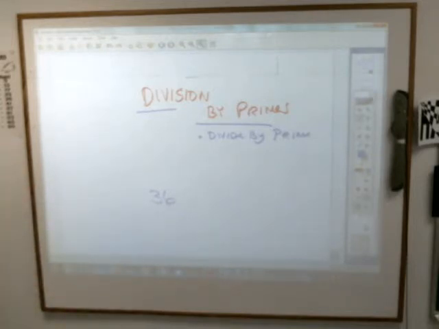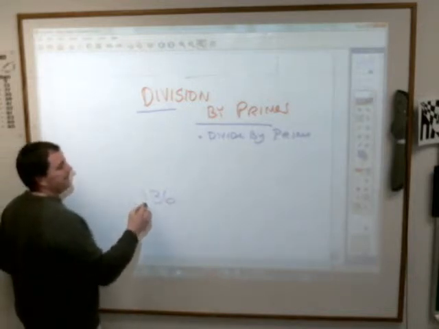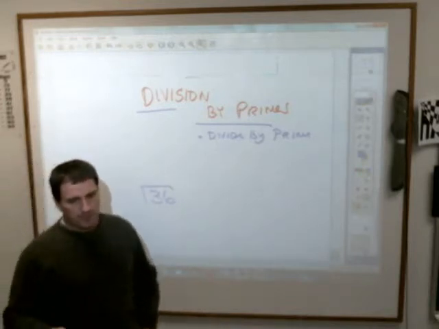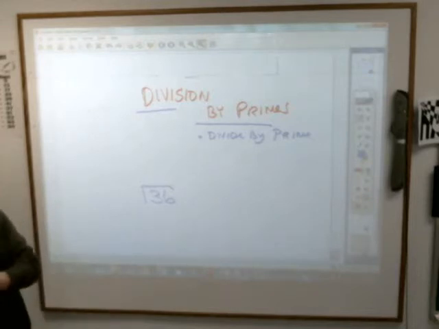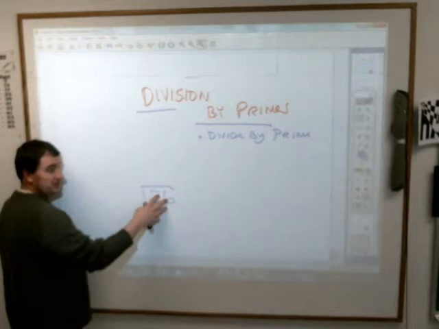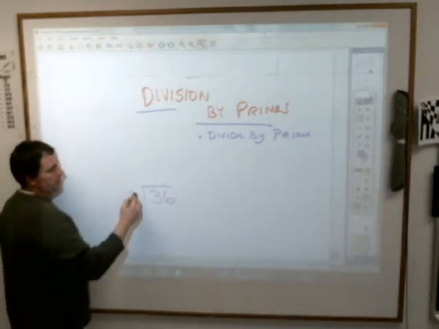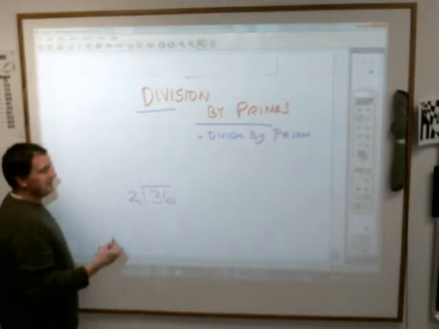Give you a chance to do that. Division by primes looks like this. You're going to take 36 and keep dividing it by prime numbers till you can't divide it anymore. And it's nice because it's sometimes easier than the tree thing when you get the bigger numbers that you can't think about what goes into. But the best way to start is if it's an even number, the easiest thing is always to divide by 2, which is a prime number.